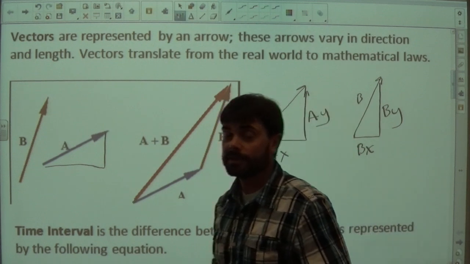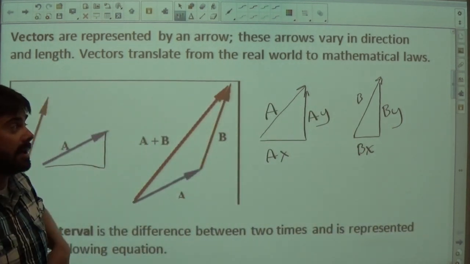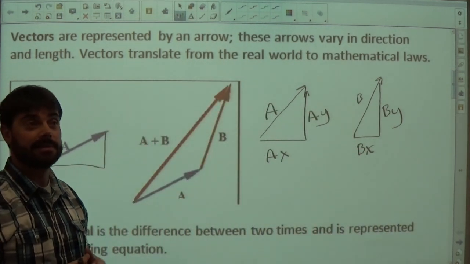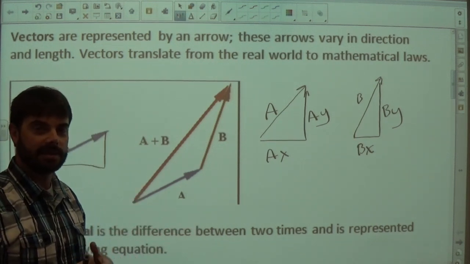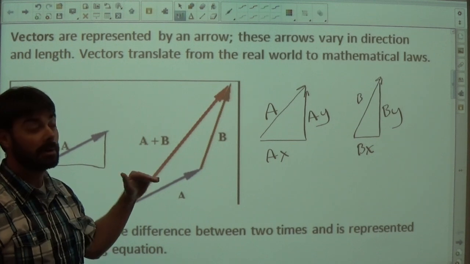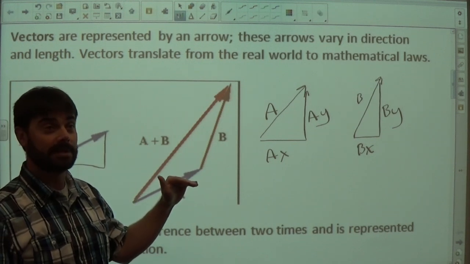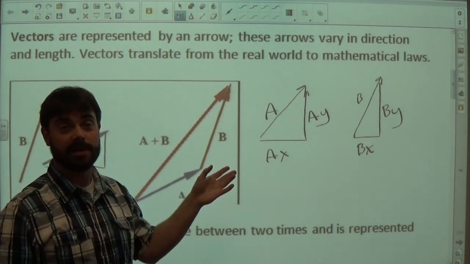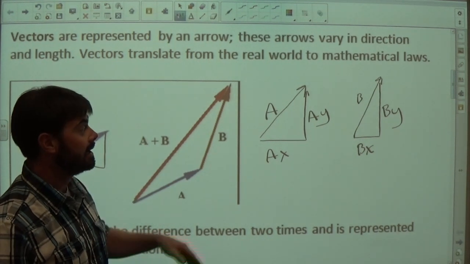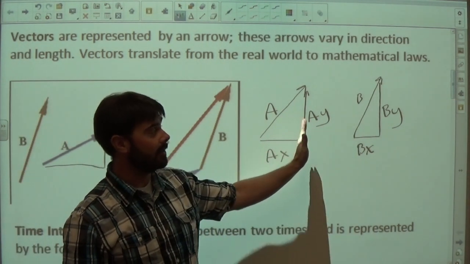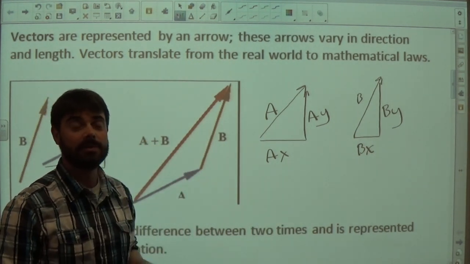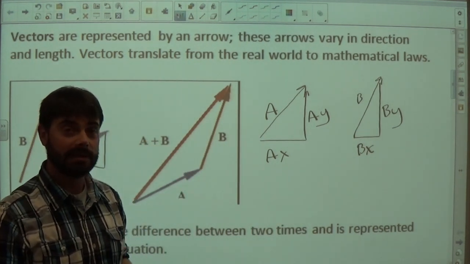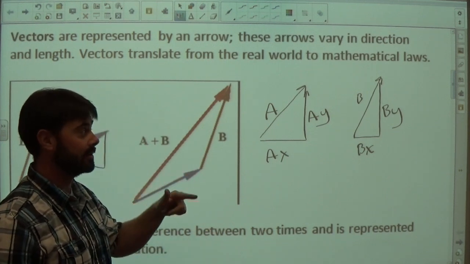The reason it's important for us to break these into horizontal and vertical components is if we want to actually add these vectors together and not use the law of sines and cosines, if you want to keep it a little bit more simple and just stick with your basic trig functions for a right triangle, sine, cosine, and tangent, you need to summarize the X and the Y components individually before you can add them together.